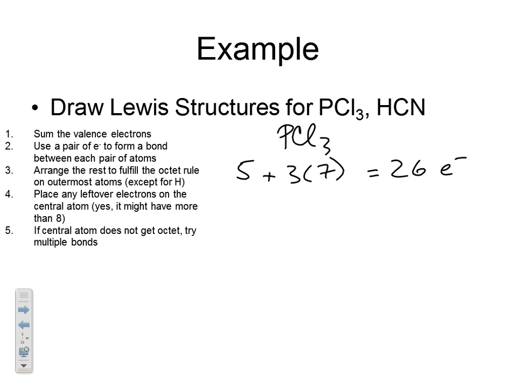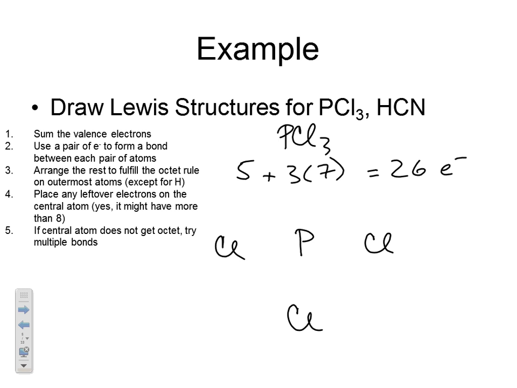So next, PCl3, well, phosphorus is in the middle. I can tell because it's listed first. The only time the atom listed first wouldn't be in the middle is if the first atom listed is hydrogen, in which case it's on the outside. Think of water, right? H2O, hydrogen's listed first, but it's the O that's in the middle. Typically, the rest of the time, the first atom is the one that's in the middle.